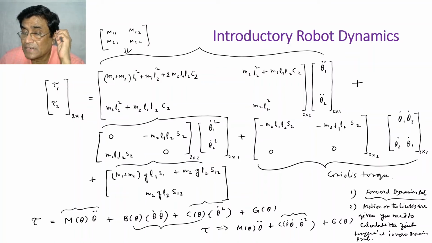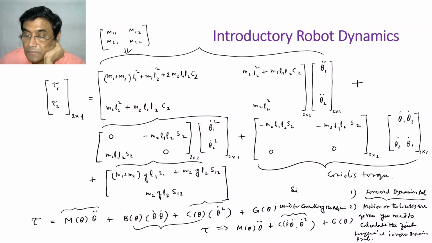So solving inverse dynamics problem, as usual, is a harder problem, and this is used for controlling the robot. And forward dynamics is used for simulation study.